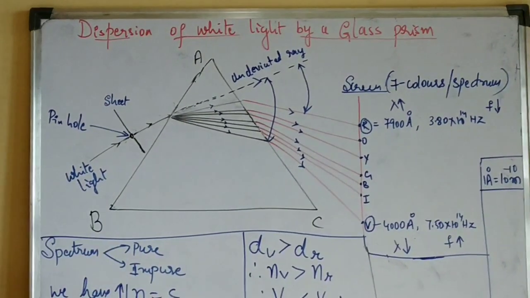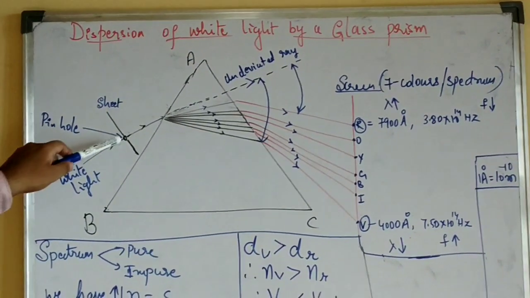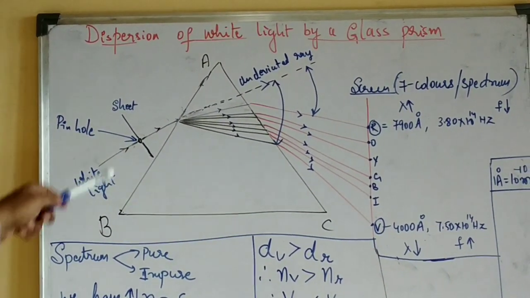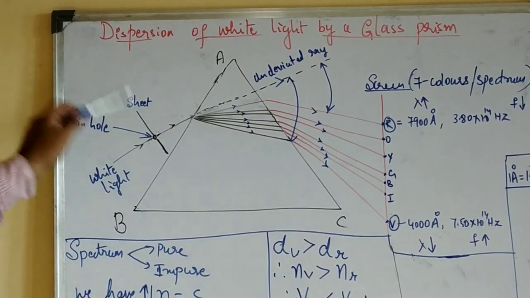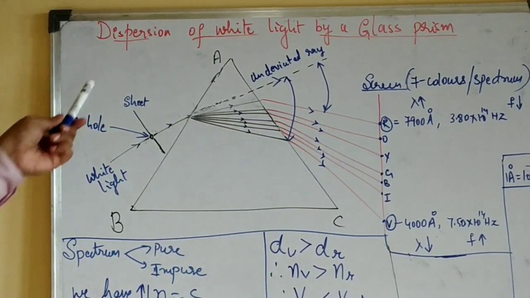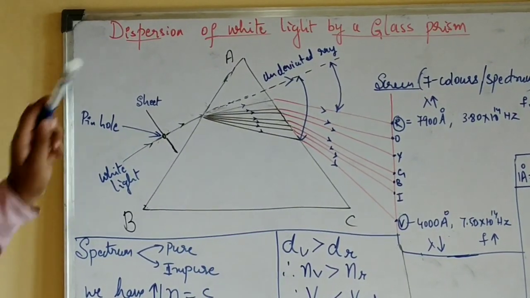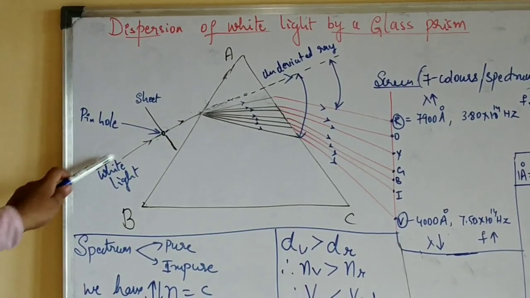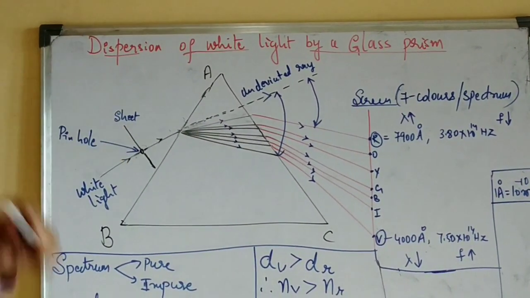Now how exactly it happens we can see here. You take a sheet of paper and mark a small hole in it, at the center of this paper, which is also called a pinhole. Make a small hole at the center of the sheet. Now make a white light pass through that pinhole so that you will get a narrow beam. You will get a narrow incident beam on the edge AB of the prism.